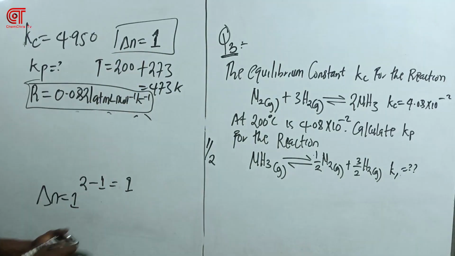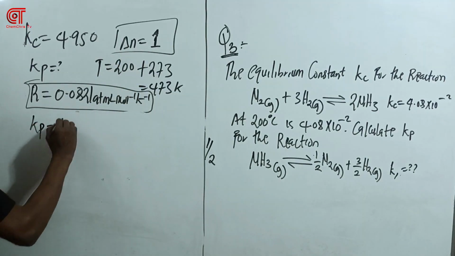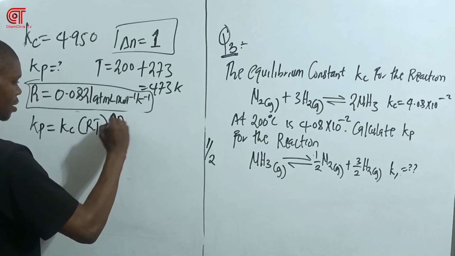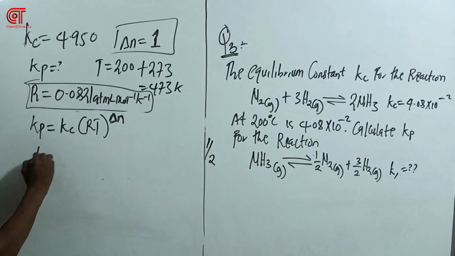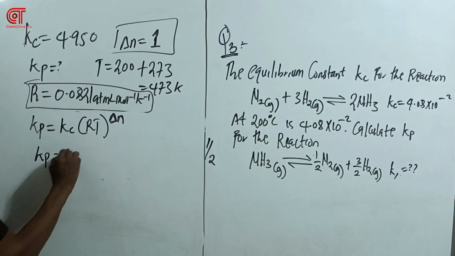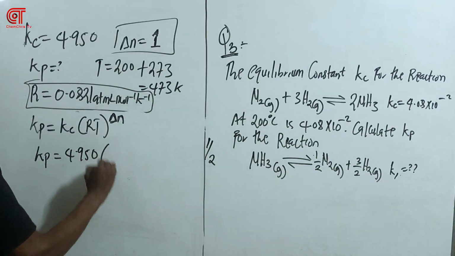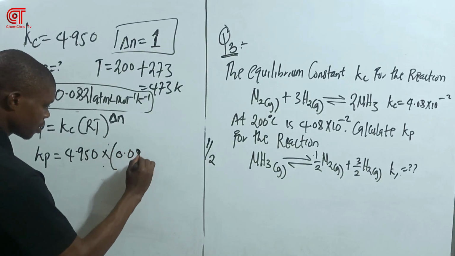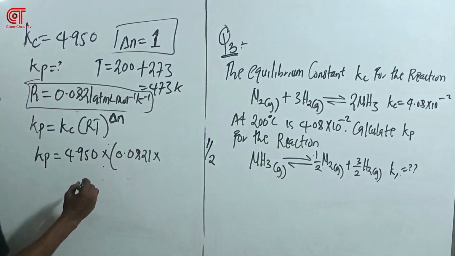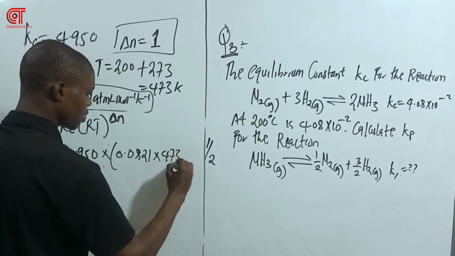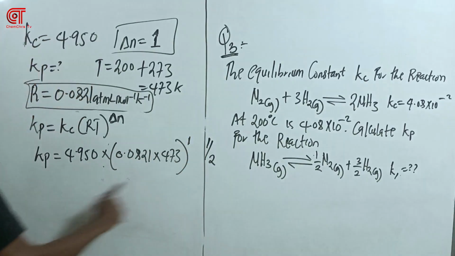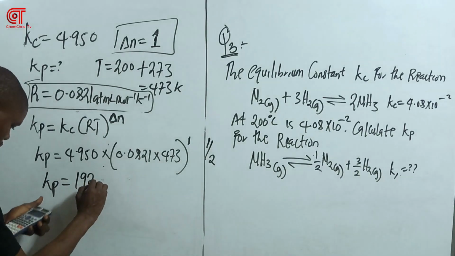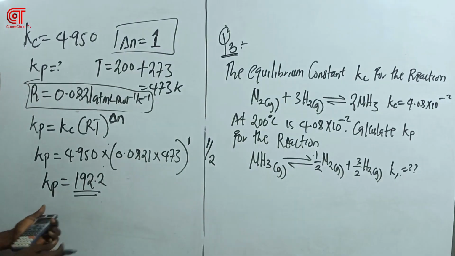So my change in n here equals 1. KP is equal to KC (RT) to the power change in n, right? So what do we want to do here? Compute my value. My KC equals 4.950 times 0.0821 times 473, to the power 1. So you have KP is going to be 192.2. That is the answer.